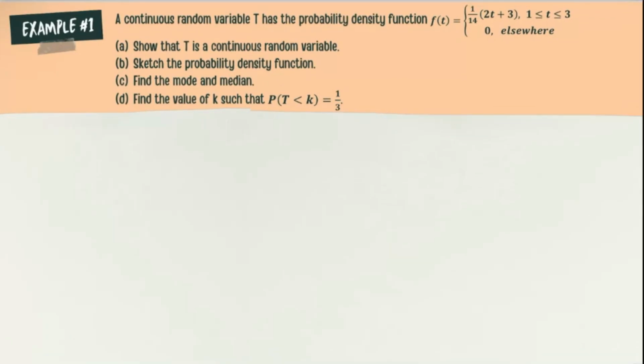Okay, so our example 1, the continuous random variable T has the probability density function. Dia bagi bentuk piecewise ini.